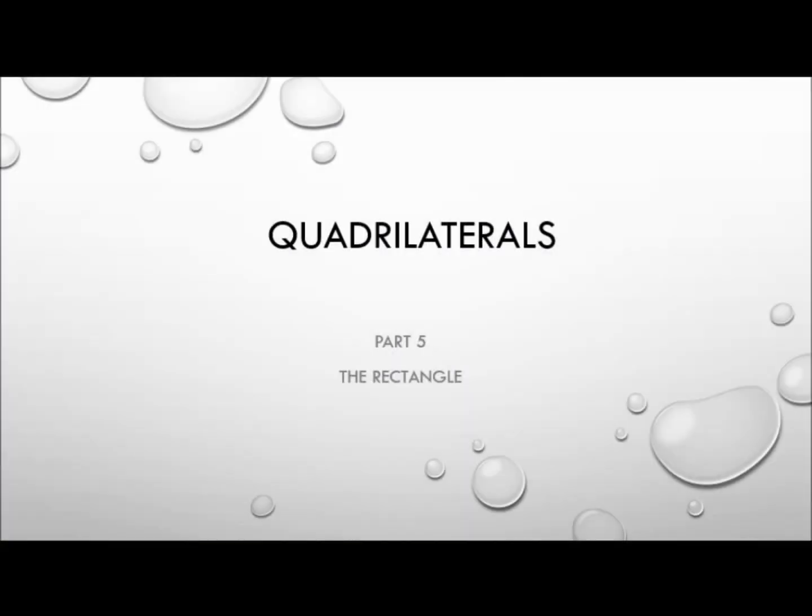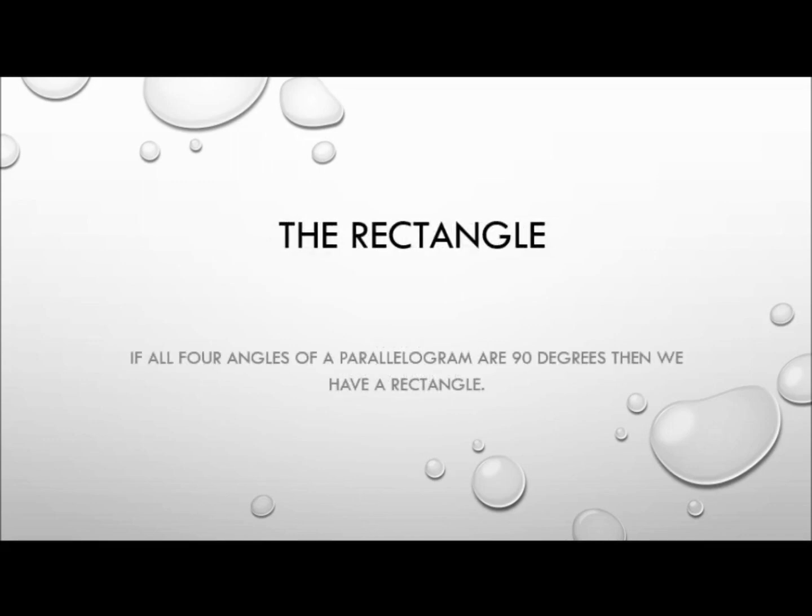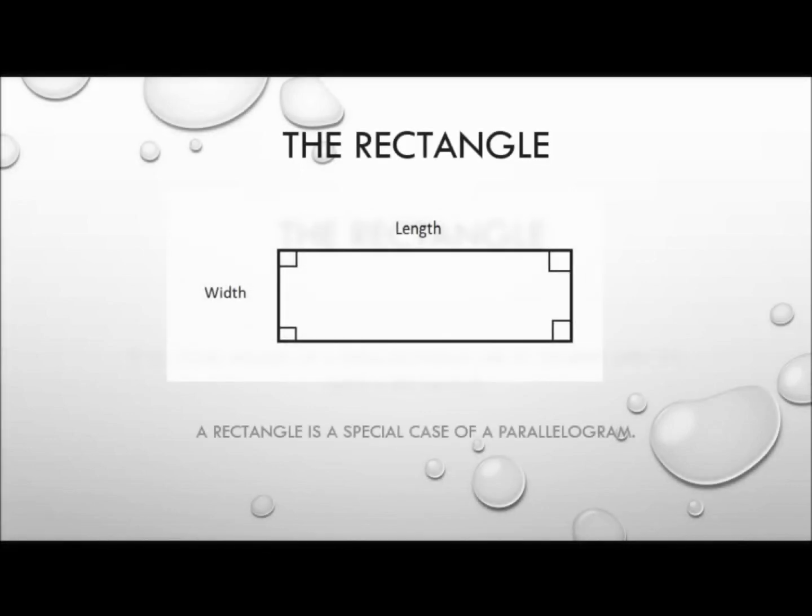Hello and welcome to another GCSE revision video, and in this video we're going to be looking at the rectangle. If all four angles of a parallelogram are 90 degrees, then we have a rectangle. A rectangle is a special case of a parallelogram.